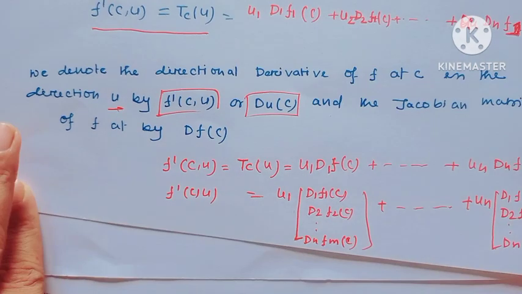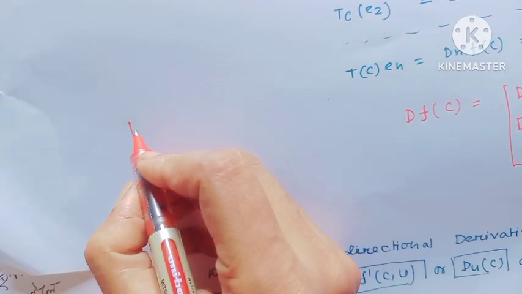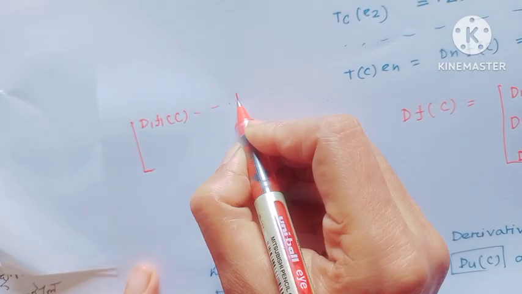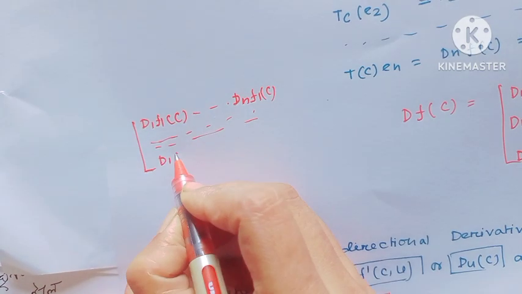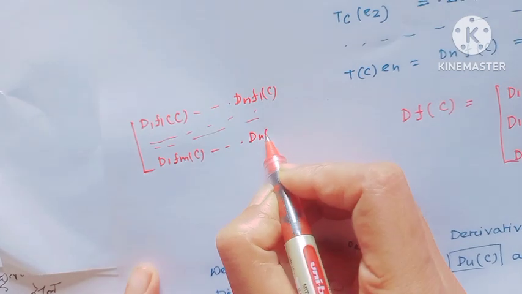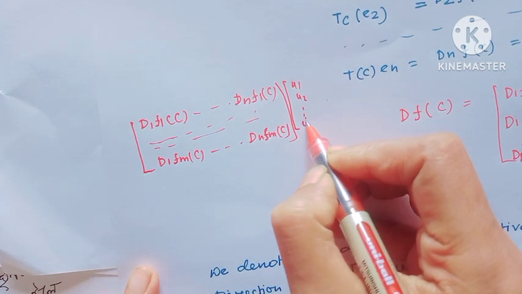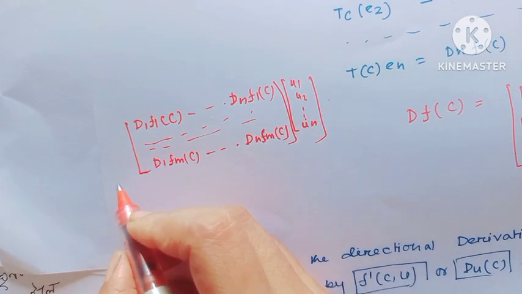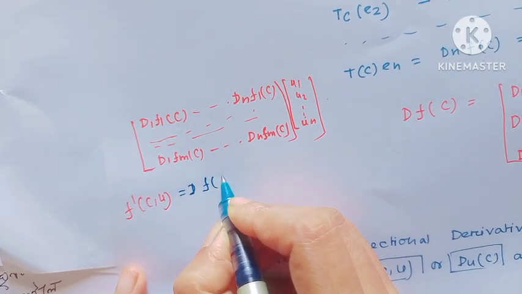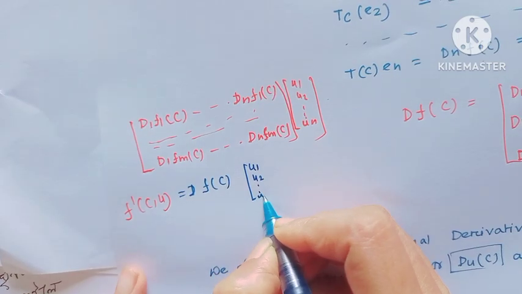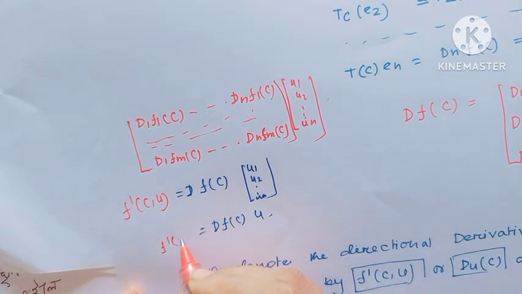From this expression we can write this as the matrix with rows D1 f1(c) up to Dn f1(c), continuing down to D1 fm(c) up to Dn fm(c), times the column u1, u2 up to un. This is equal to f'(c)u, equal to Df(c) times u1, u2 up to un, and this is equal to Df(c)u. I hope all my viewers have understood this.